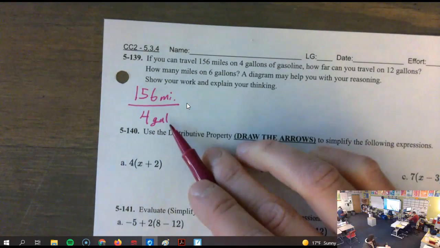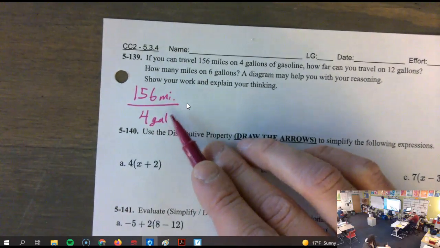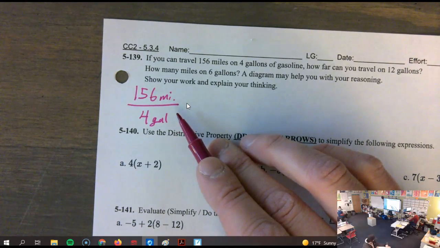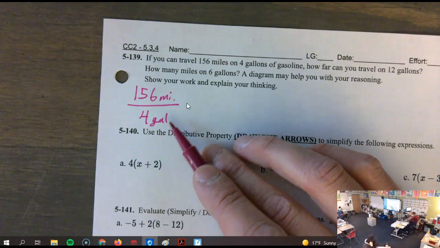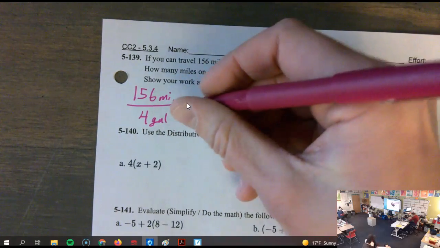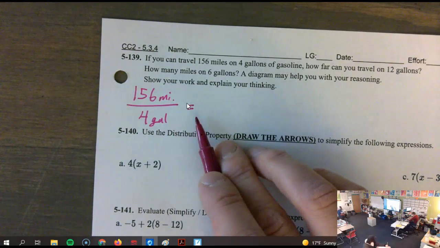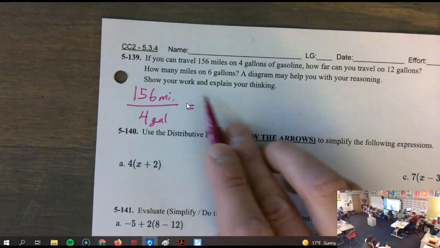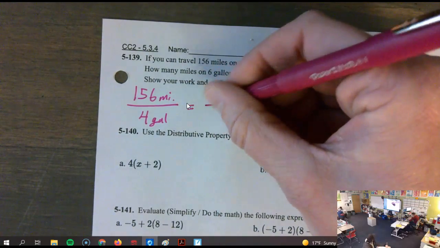All right, so miles and gallons. You don't have to put miles on top, but I like putting the bigger number on top. But remember, we build however we want to build, right? You can put whatever you want on top and bottom. The thing is, then you have to keep it the same, right? So now that I put miles on top, miles is going to stay on top. How far could I travel in 12 gallons?